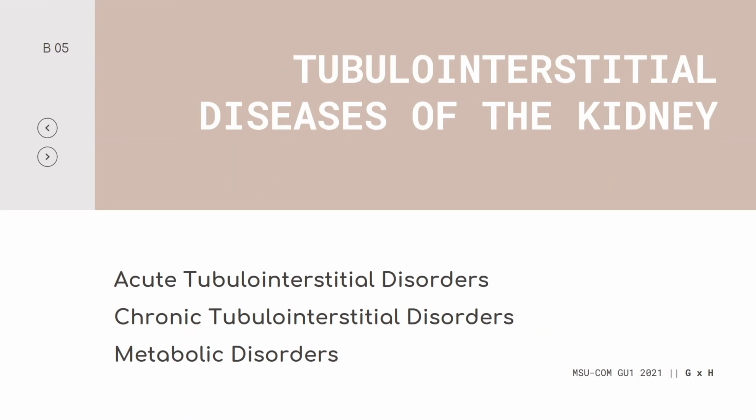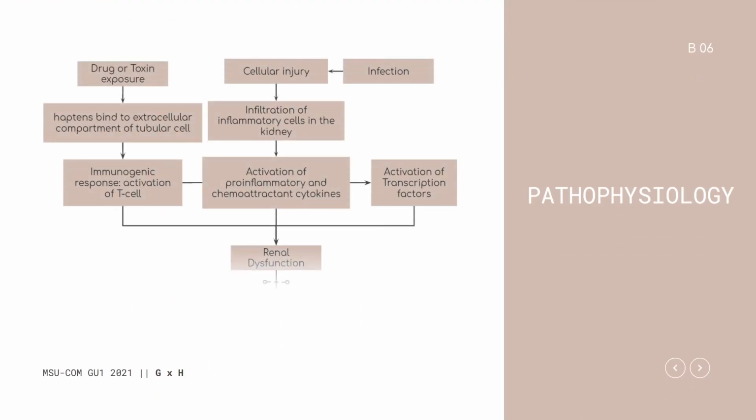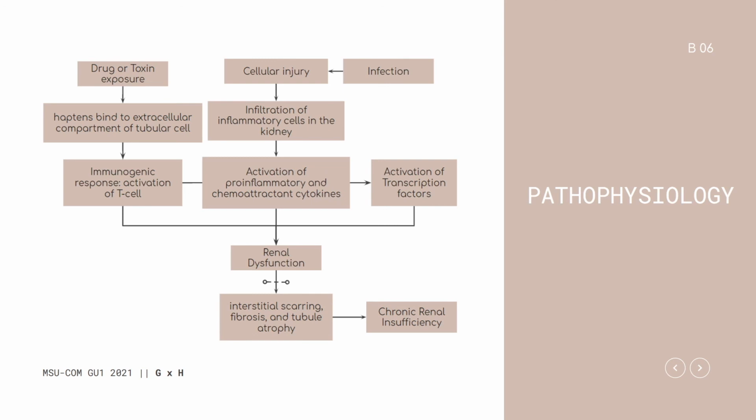Now let's talk about tubulointerstitial diseases, which also cause intrarenal azotemia. So tubulointerstitial diseases are a group of disorders that primarily affect the renal tubules and the interstitium. They are categorized into acute tubulointerstitial disorders and chronic tubulointerstitial disorders. There's also a subcategory of metabolic disorders that lead to chronic kidney disease if untreated. So there are different mechanisms of inflammation in tubulointerstitial nephritis.